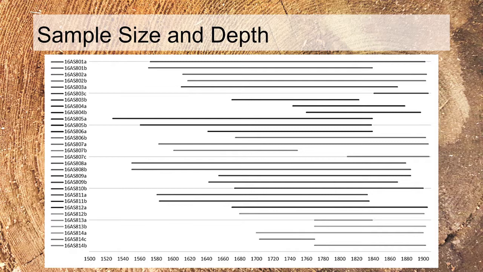So we see 1500 to 1900. We see all of our samples. We see the sample size, and we see the depth in time. So there's not a lot. There's a few samples that reach well back in the 1500s back here. So it's a very long chronology.